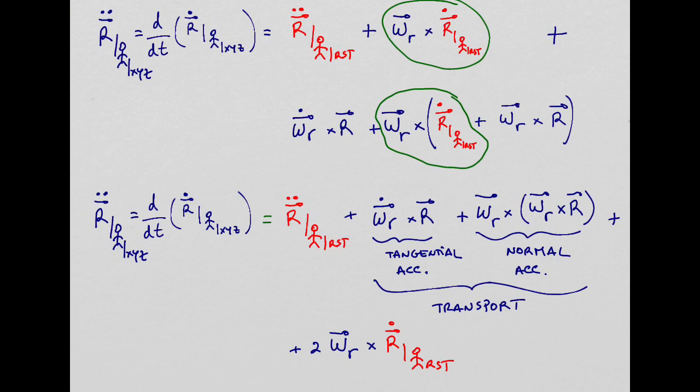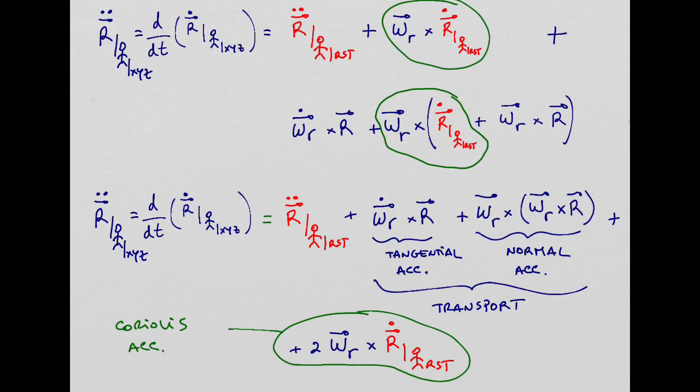Oh, I don't have space. So this term, I'm going to do this way because I don't have space, is the Coriolis acceleration component, okay? And this is your final formula.